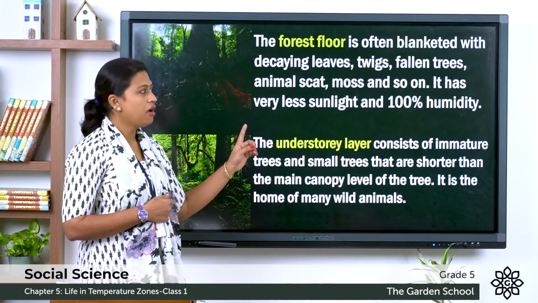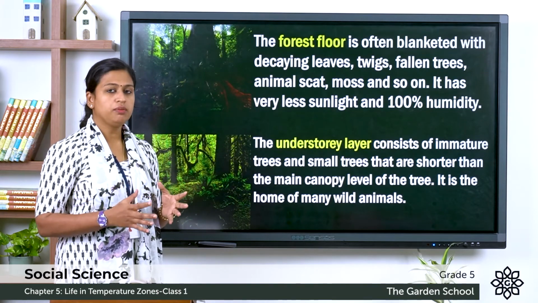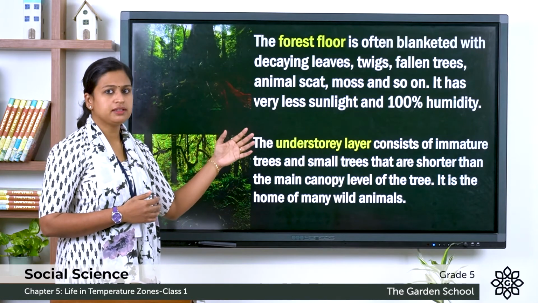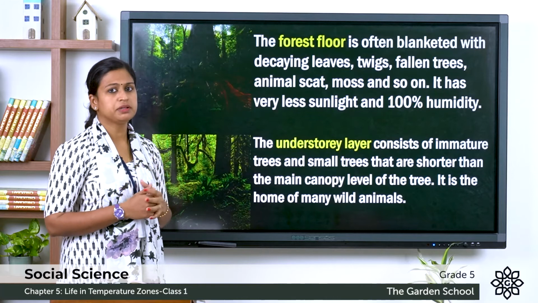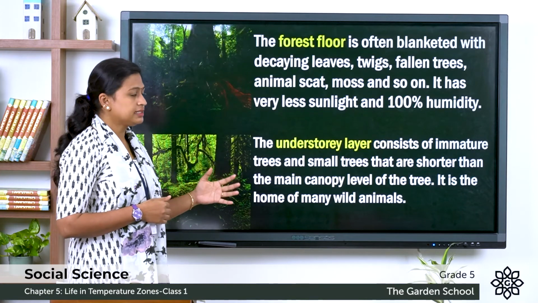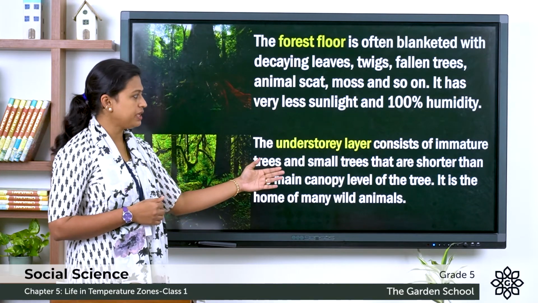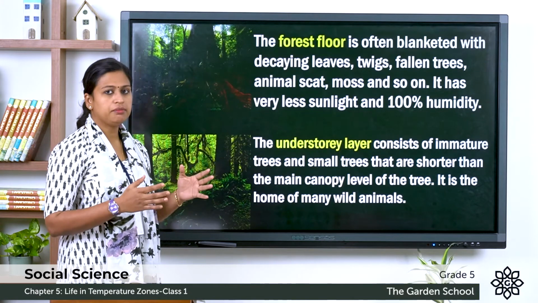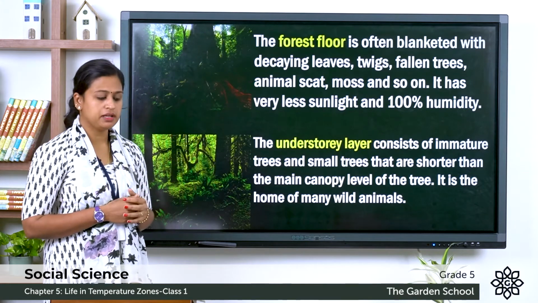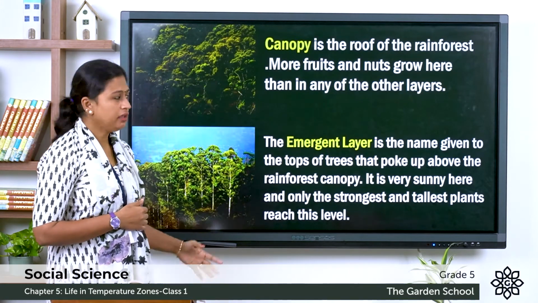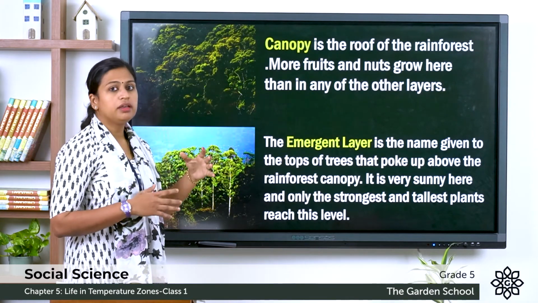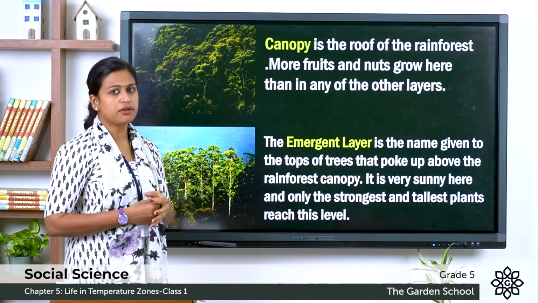The first one is forest floor and it is always covered with decaying leaves, animal scat, fallen trees and so on. It has 100% humidity. Second is the understory layer. It consists of immature trees and small trees that are shorter than the main canopy trees. It is the main home of many wild animals. Next, we have the canopy. Canopy is the roof of the rainforest. Here, more fruits and nuts are grown.